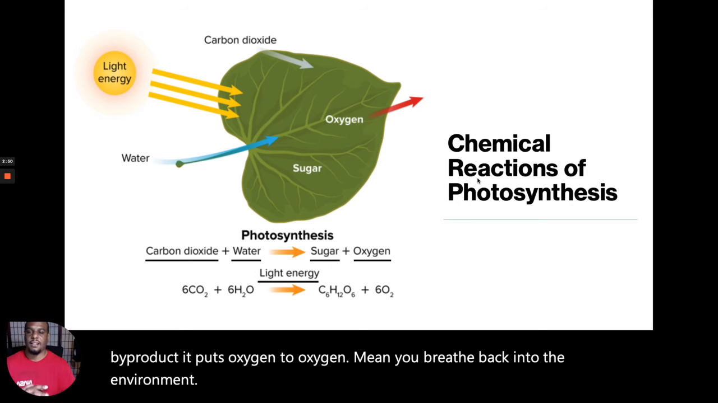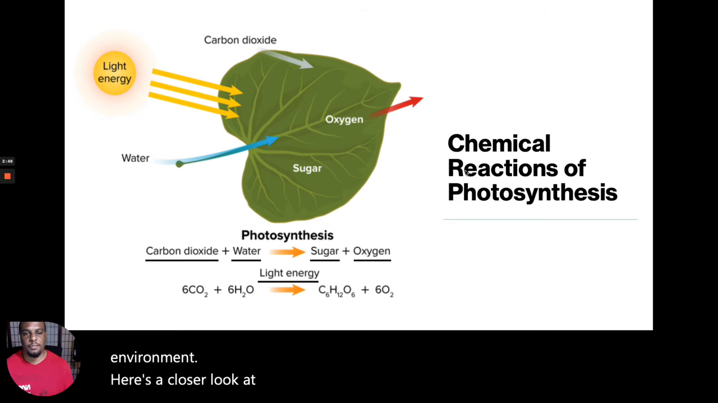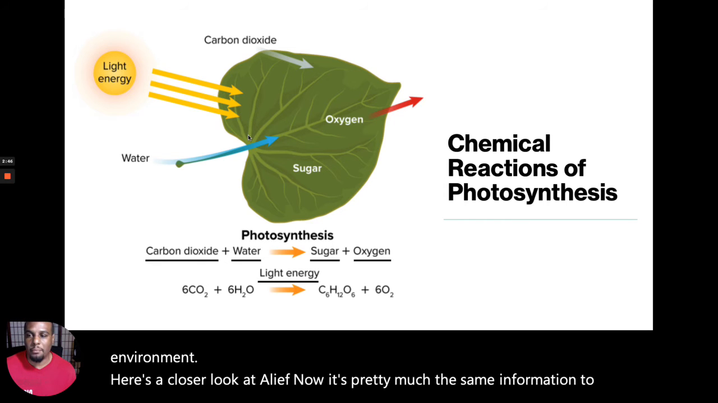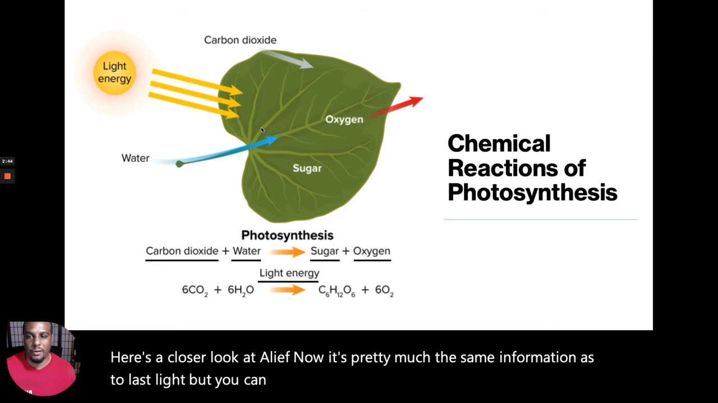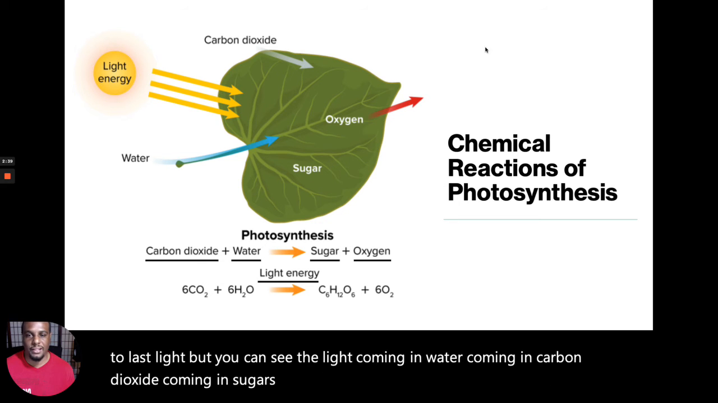Here's a closer look at a leaf. Now, it's pretty much the same information as the last slide. But you can see the light coming in, water coming in, carbon dioxide coming in. Sugars in the leaf being stored, oxygen is leaving.